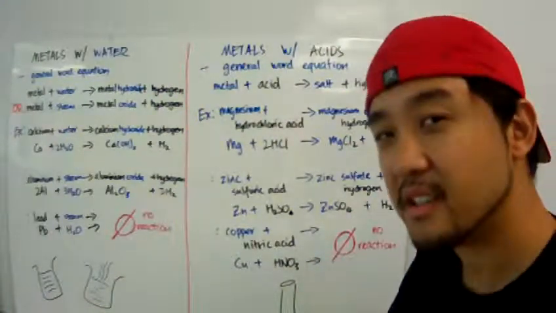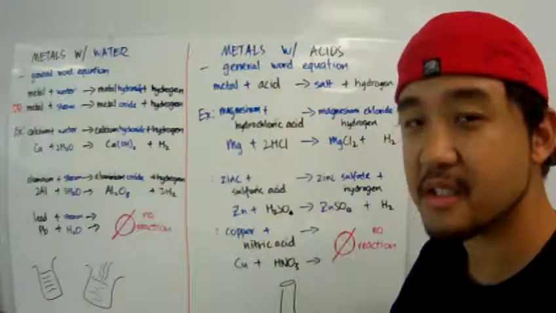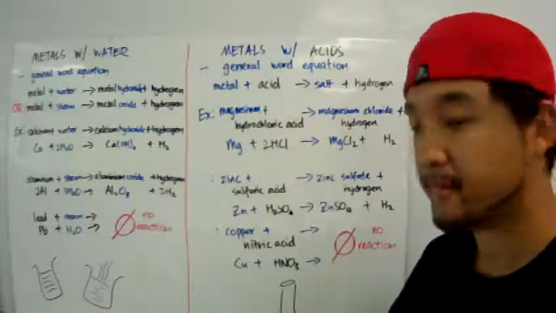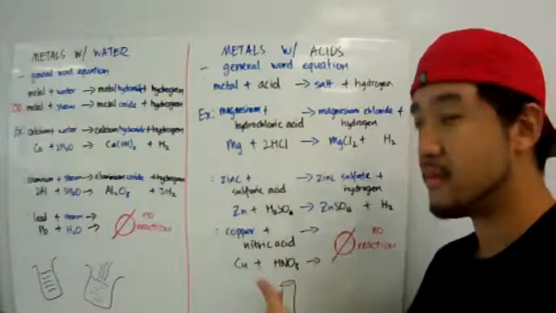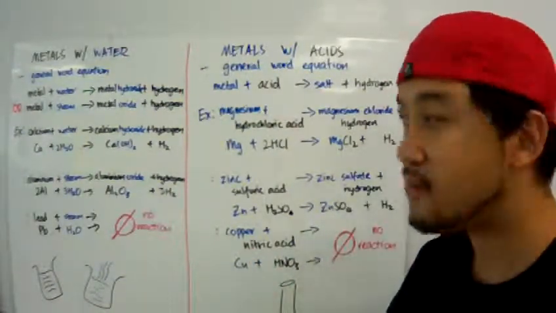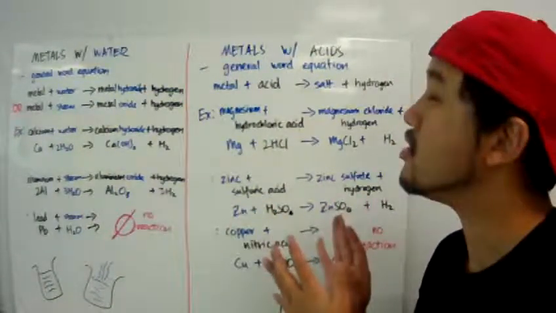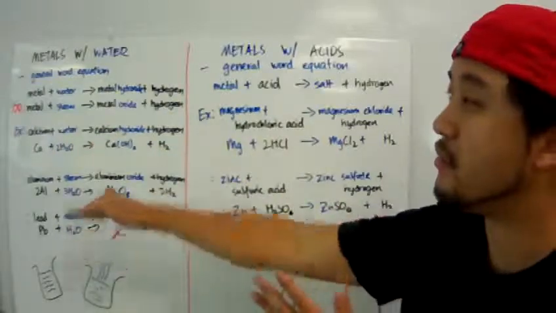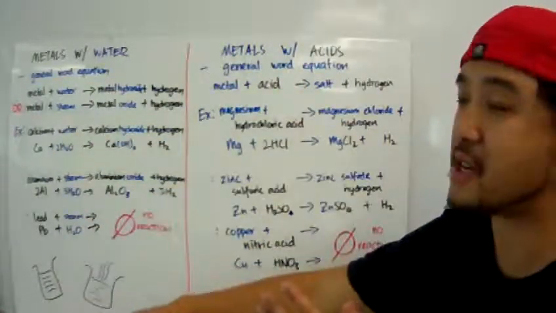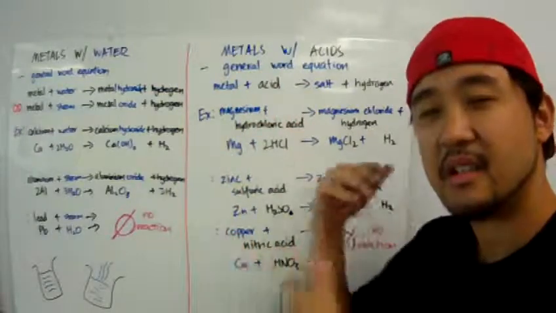Some metals again will not react at all with acids, like copper. No matter what acid you give it, nothing will happen. And so, after we made all these observations, we have tabulated them from most reactive to least reactive, right? And we're going to talk about that in the next lesson.